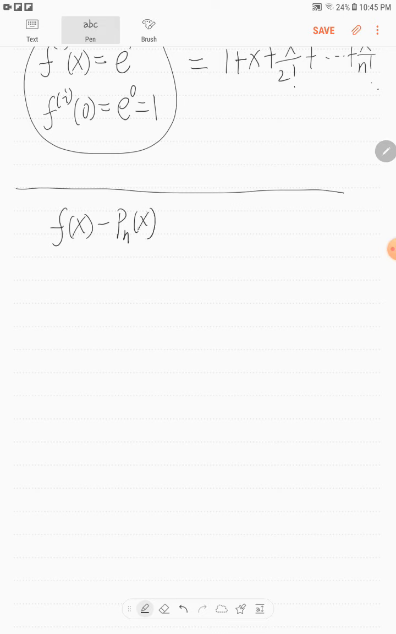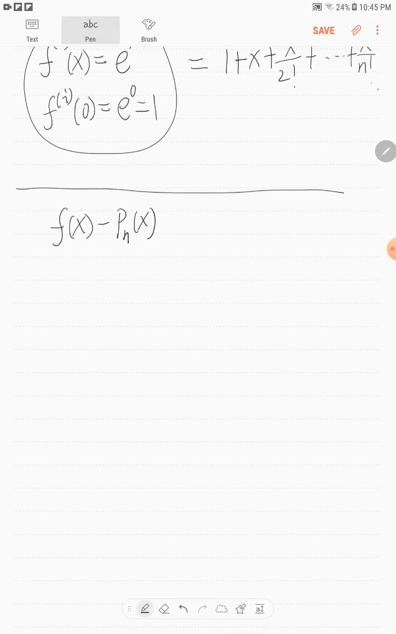In many cases, this difference will approach 0 when n approaches infinity, but for some cases it will not. There are certain functions for which the limit of this difference may not be 0. You can check it online; there are many such functions.